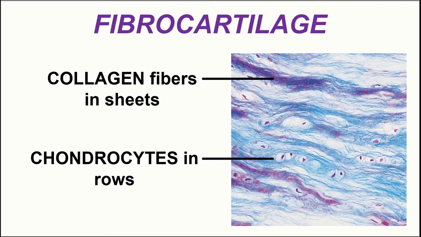As for fibrocartilage's appearance under the microscope, the primary fiber type in the extracellular matrix is collagen. These collagen fibers are much more visible than they are in hyaline cartilage, and they're arranged in essentially flat sheets. Between the sheets, we see rows of chondrocytes, generally in rows of about 4 to 5 cells or so.